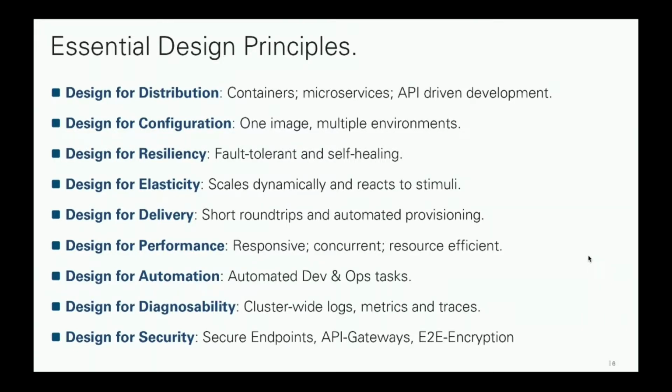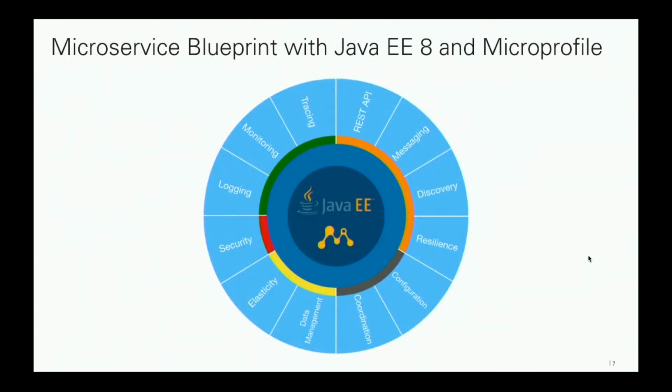And last but not least, important, security. You want secure endpoints, API gateways, end-to-end encryption, all this sort of stuff. Now you see lots of design principles, and now the question is, what type of technology do we use to implement systems that can adhere to those design principles? And what I show you here is what I call my personal microservice blueprint, applying Java EE 8 and MicroProfile in this case, for this session, right?